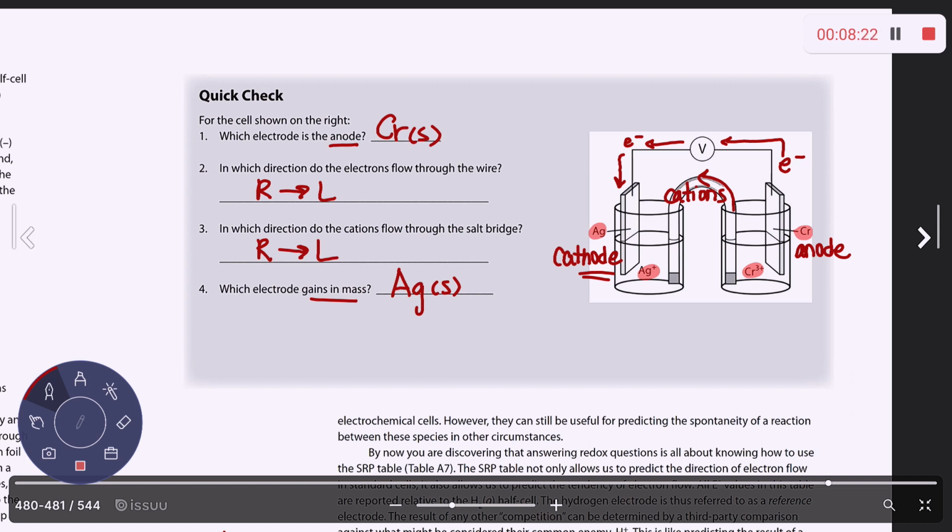Turn to the next page when you're ready. You're figuring out which is the anode and which is the cathode. What are you comparing? Are you comparing the ions in solution or the... Because they're both on the same side, right? You have silver solid and a silver ion, and chromium solid and Cr plus 3.